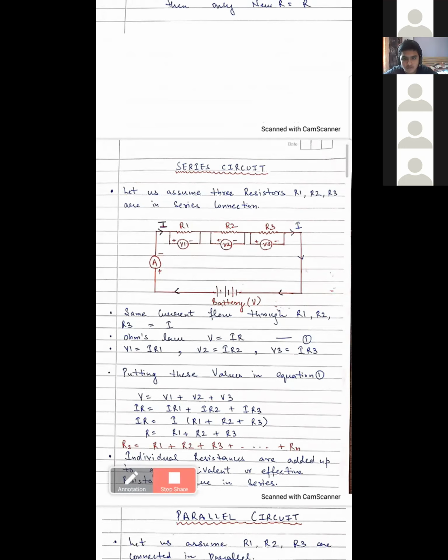So first thing is, what is a series circuit? A series circuit is one in which resistances are connected in such a way that they form a single path. They are connected end to end. You can see R1, R2, R3 are connected end to end and the current will go through a single path. There is no dividing of path.